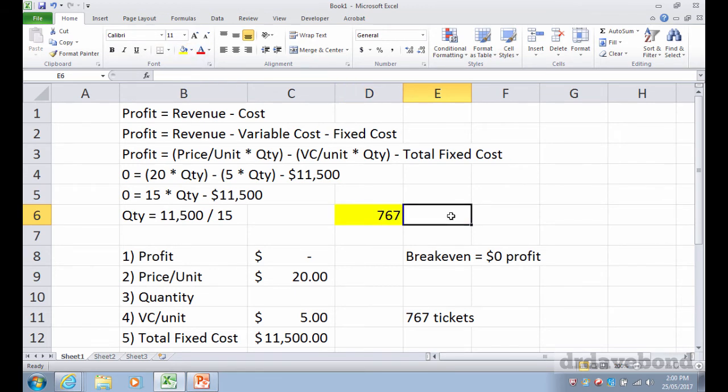So what that means is we now have a market point. We need to sell 767 tickets at $20 a pop to come to an accounting show with no advertising, no marketing around it. Is that realistic? Maybe, maybe not. But at least we've got something to go with.